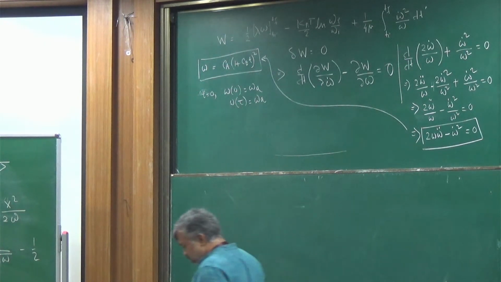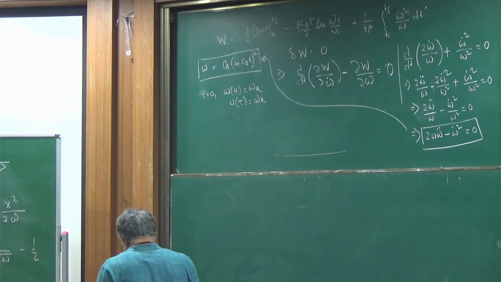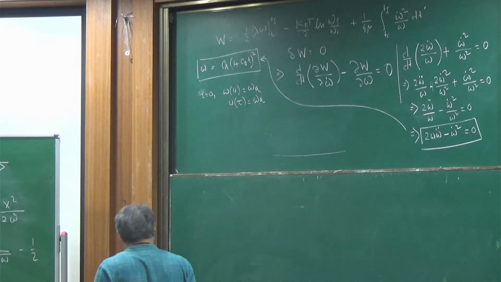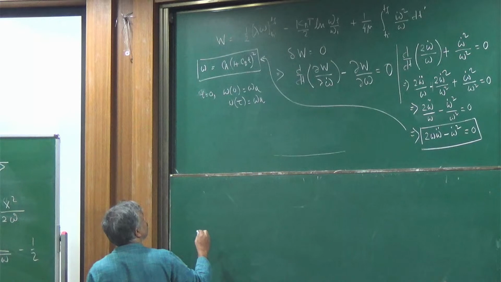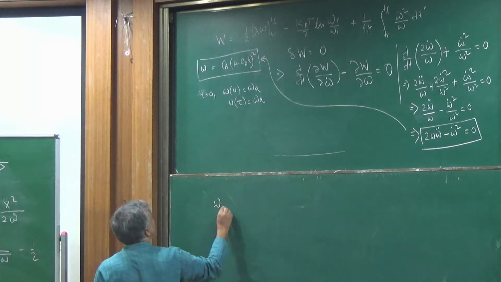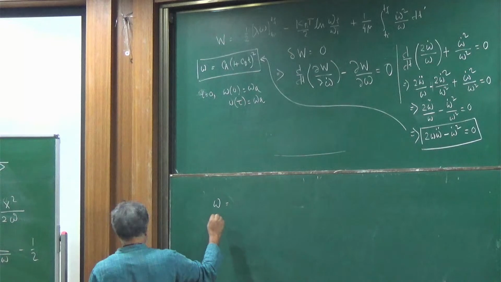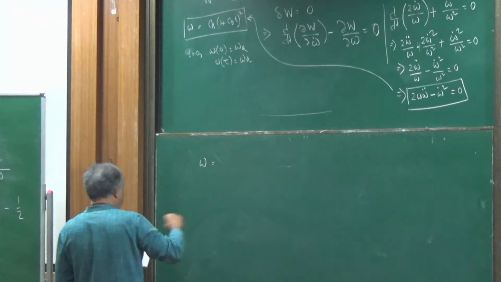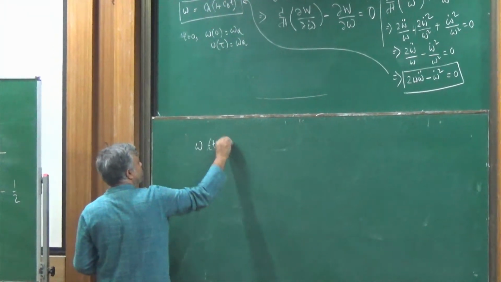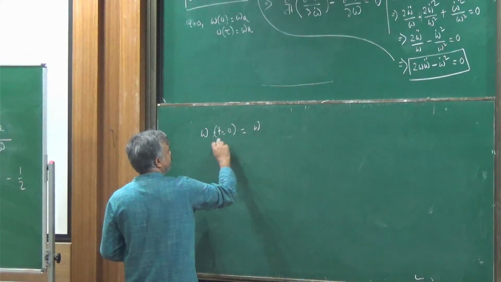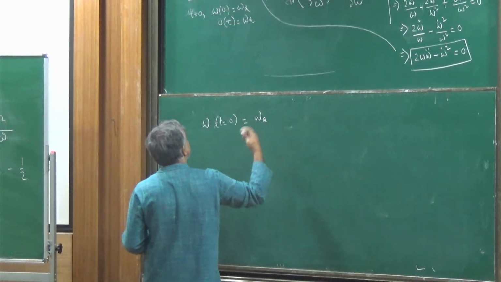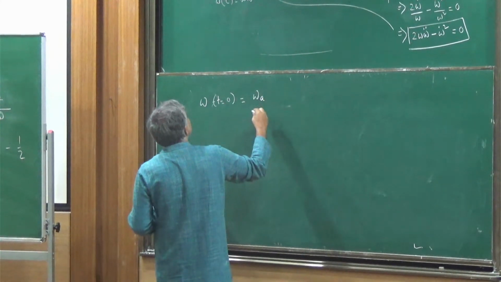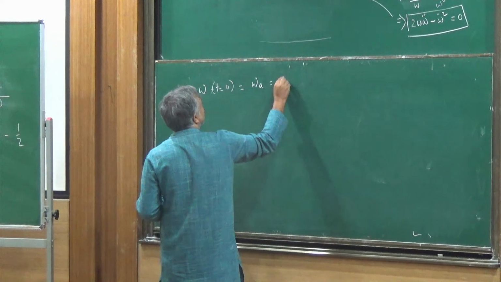Okay, then let's put the boundary condition first. So this is my omega at t is equal to 0. That t is equal to 0 signifies the first point of the cycle starts, the first point of the first hot isothermal. Omega A is CA.